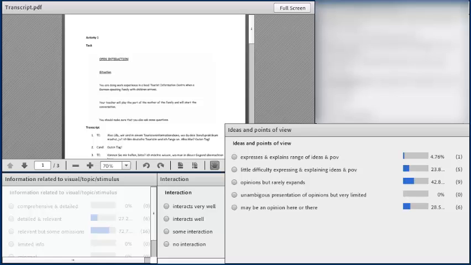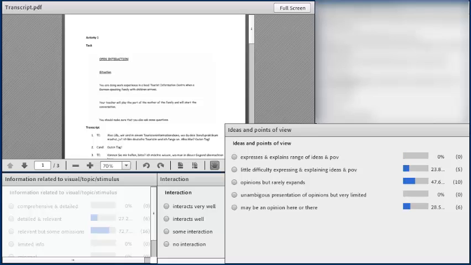So we have a slightly greater distribution of opinion on her opinions here. The majority have gone for opinions but rarely expands, and that puts this candidate in the 8 to 11 band. I think that this is exactly the descriptor that matches her performance. This is the criterion that matches her performance.